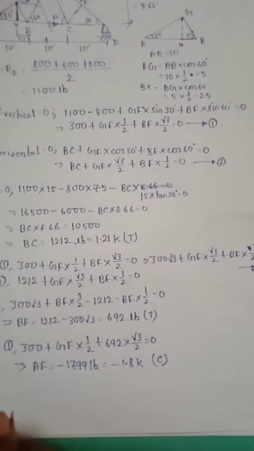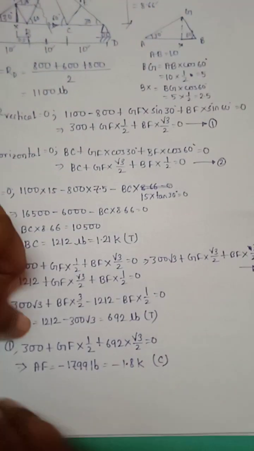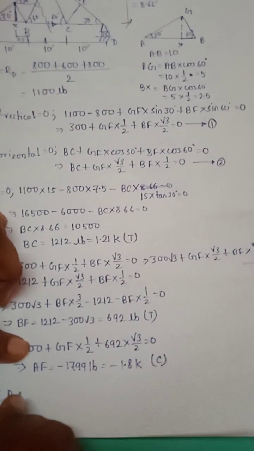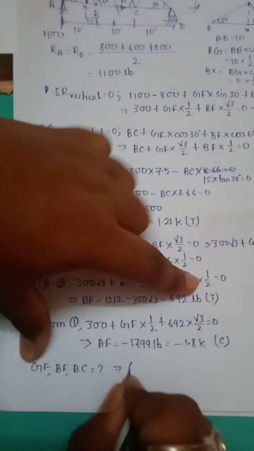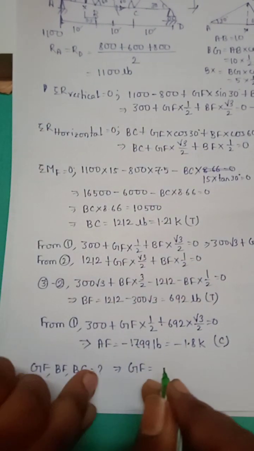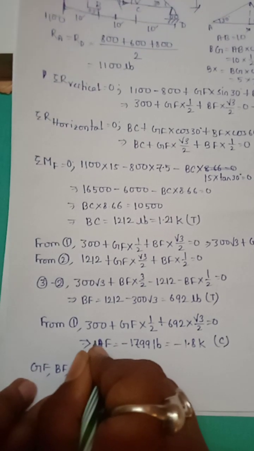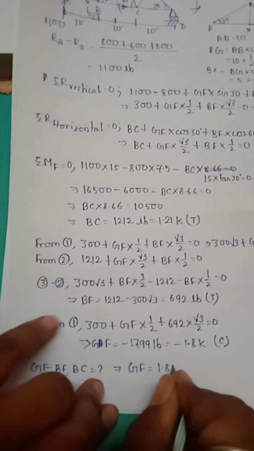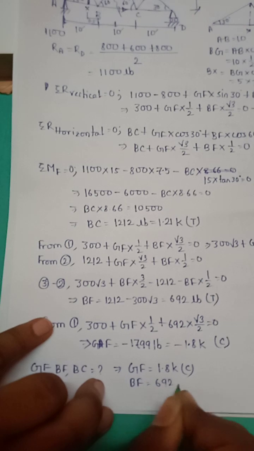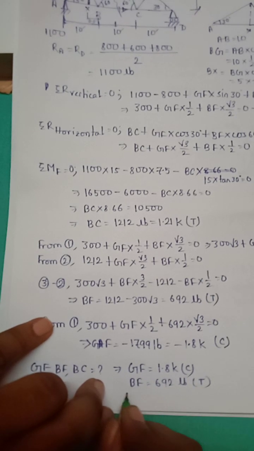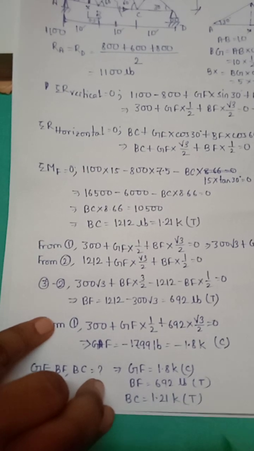So questions asked: forces in GF, BF, BC. Answer is GF is equal to 1.8 K compression, BF is equal to 692 pound tension, BC equal to 1.21 K tension.